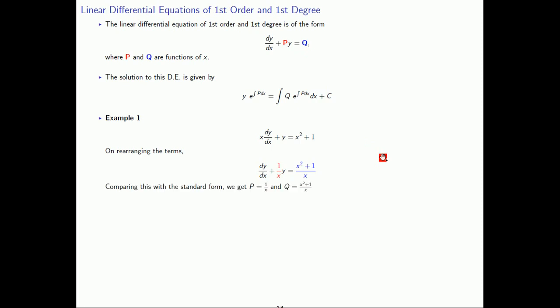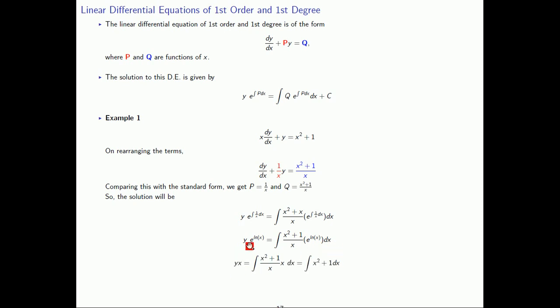Now we know that the solution is given by y into e raised to integral p dx. Since p is 1 upon x, let us put it here, equal to integral of x squared plus 1 upon x, which is q, into again e raised to integral 1 upon x dx. Now integral of 1 upon x is natural log of x, which is ln x. So it will be y into e raised to ln x, equal to again integral of x squared plus 1 upon x as it is into e raised to ln x dx.